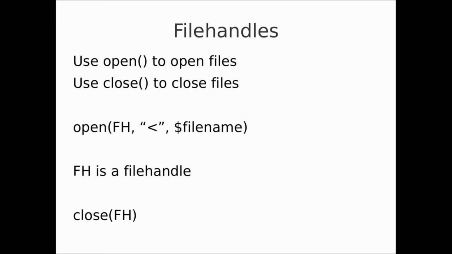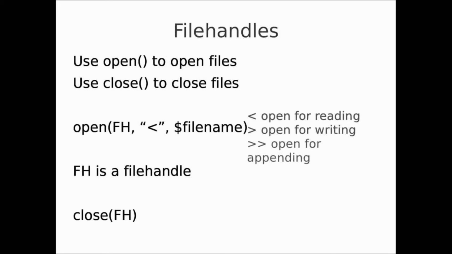When we're finished with the file handle, we can close it. That closes the stream so that we can do other things. So a less than sign means open for reading, a greater than sign means open for writing, and 2 greater than signs mean open for appending. This is something that's kind of been inherited from shell scripts, where redirection in shell uses greater than and less than signs in exactly the same notation. It's a very common notation that you should get used to.